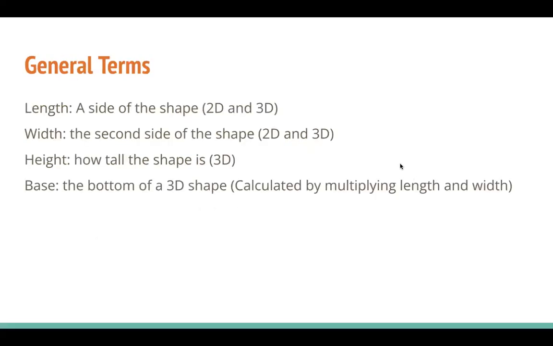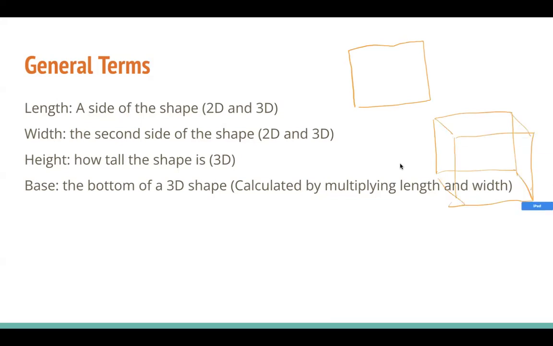Okay. So for general terms, the length is a side of a 2D shape and 3D shape. So if I were to draw, let's say, a square and then a prism or a cube. Okay, so the length on the square would be like this.